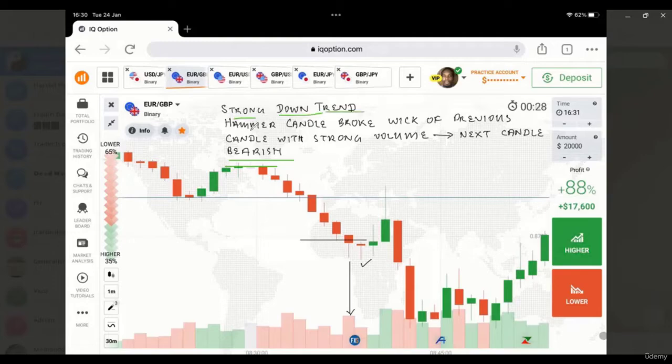A strong downtrend, hammer candle, break of the weak previous candle with a strong volume, next candle bearish. First of all, we have to take some information before analyzing this part. What information do we have to take? First, the market condition.